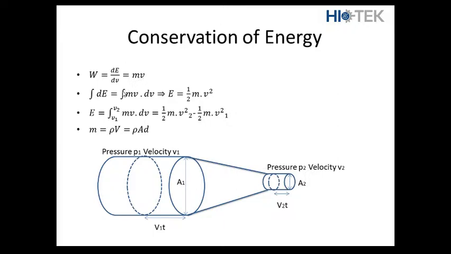So if we want to find out what energy is, E, we have to take the integral of this side of the equation. But if we take the integral of that side of the equation, we have to do the same on the other side. We multiply by dv to get the expression on that side. And if we integrate this, we end up with a general expression that E equals half mv squared.